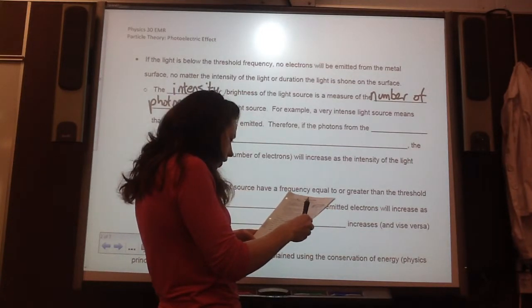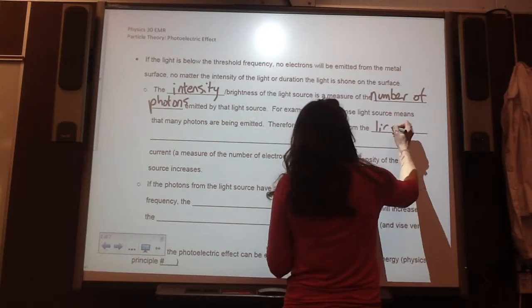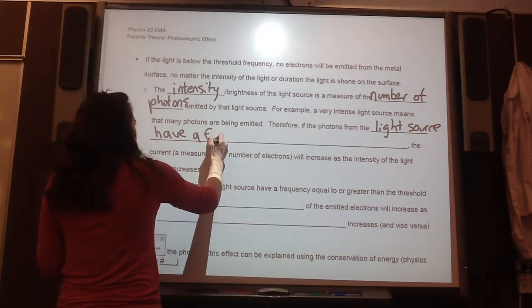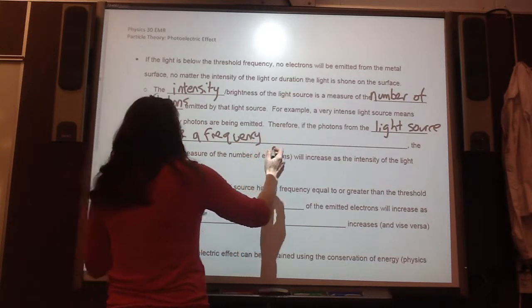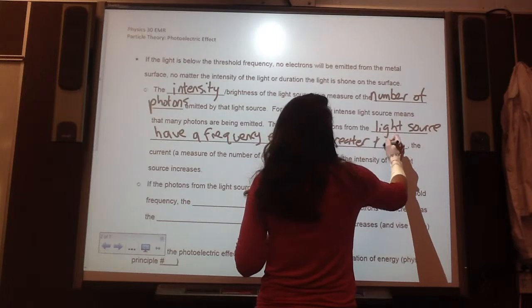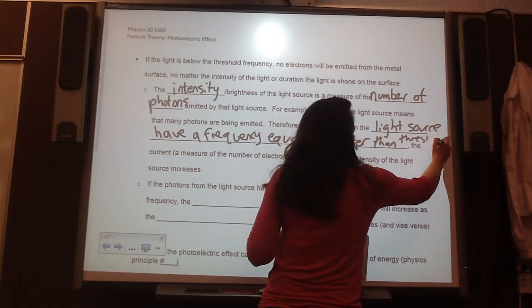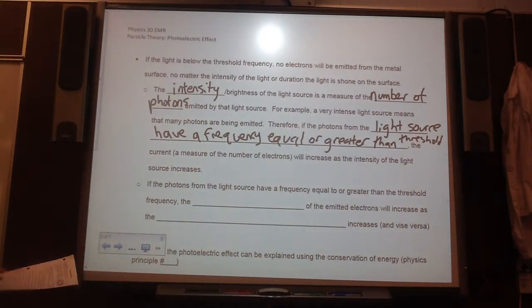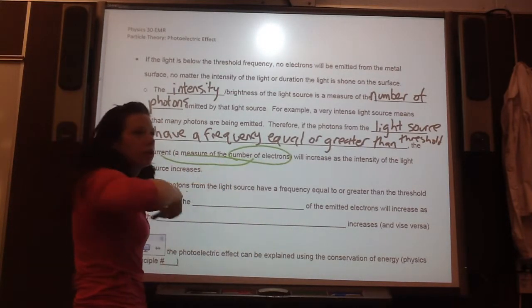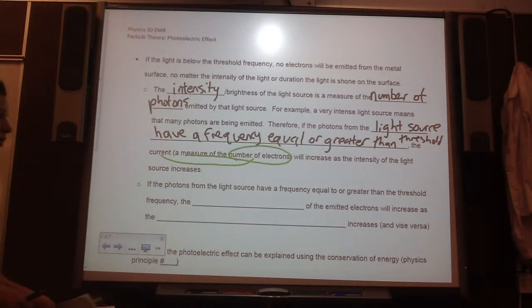Therefore, if the photons from the light source have a frequency equal to or greater than the threshold, the current, and remember, current is a measure of the number of electrons, so current is the amount emitted, will increase as the intensity of the light source increases, if the photons are able to. Because if those photons are able to emit the electrons and you hit more at them, then more electrons should be bouncing off. So think one photon per one electron.